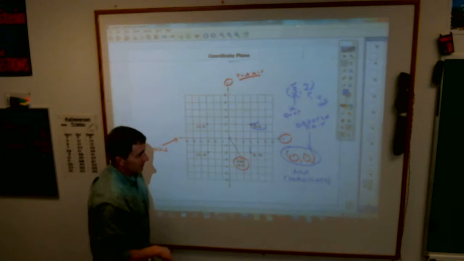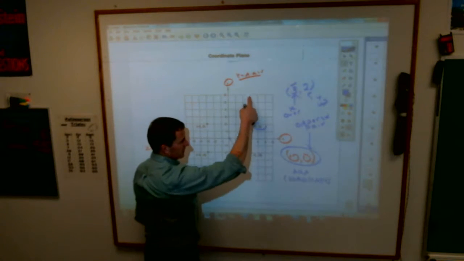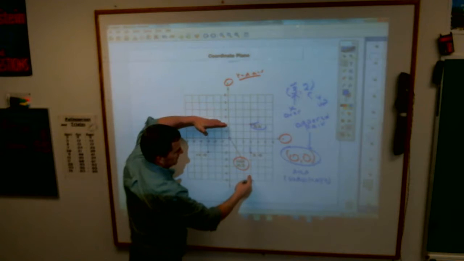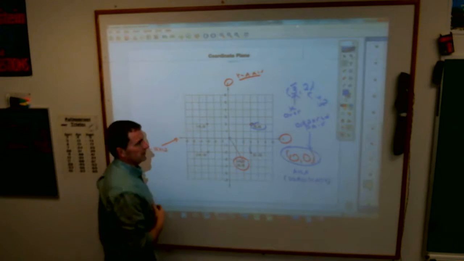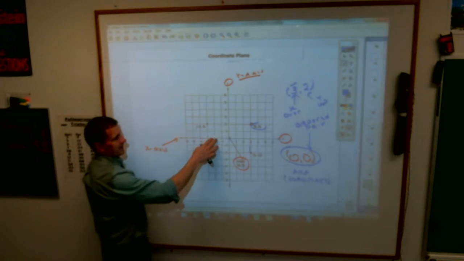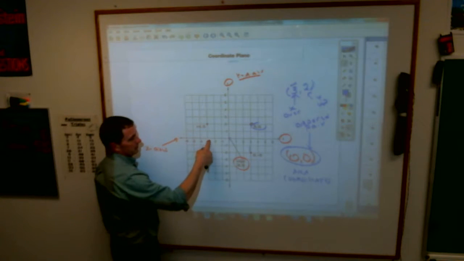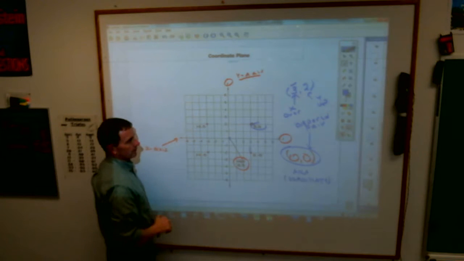Another way you could think about it is this. You find 3 on the x-axis, that's this line right here. You find 2 on the y-axis, that's this line here. And the place where those two come together is the point 3, 2. Then you can see here they've got the point -3, 2, over backwards 3, up 2, -3, -2, and +3, -2 there.